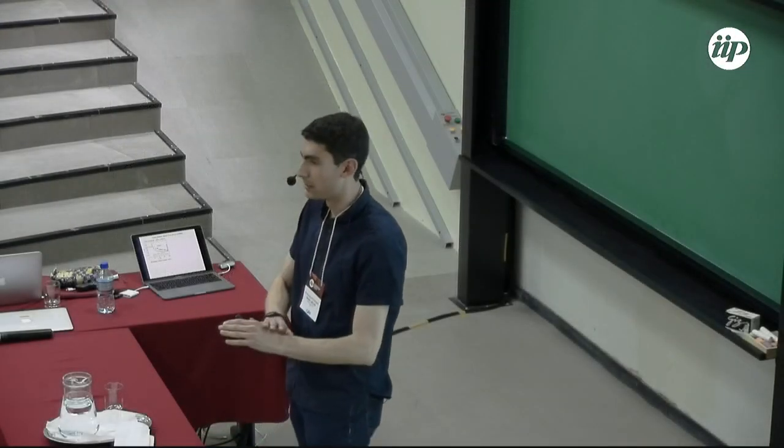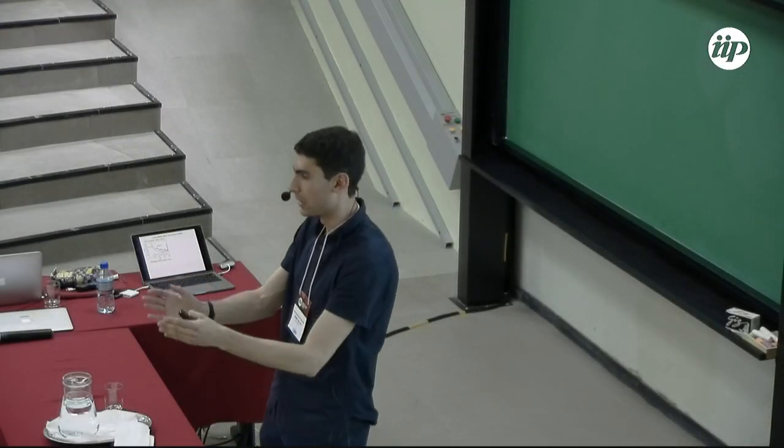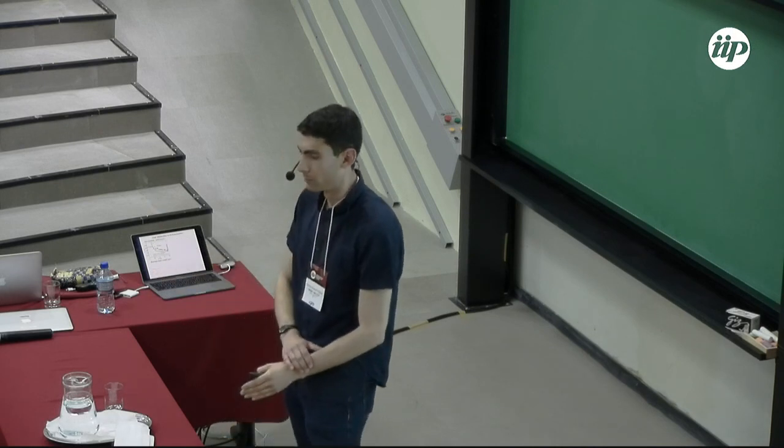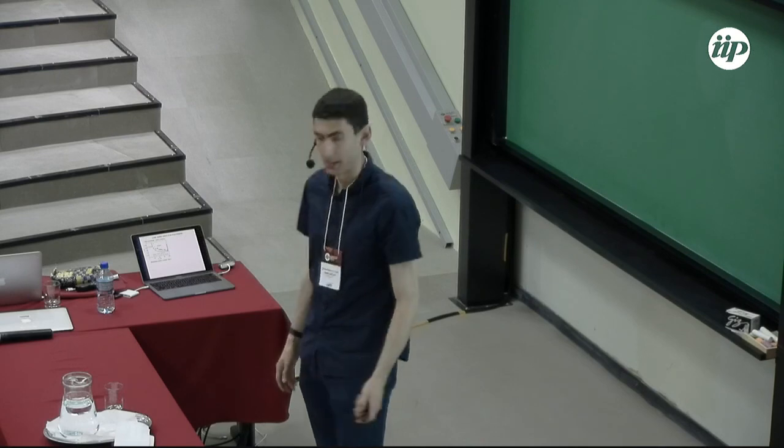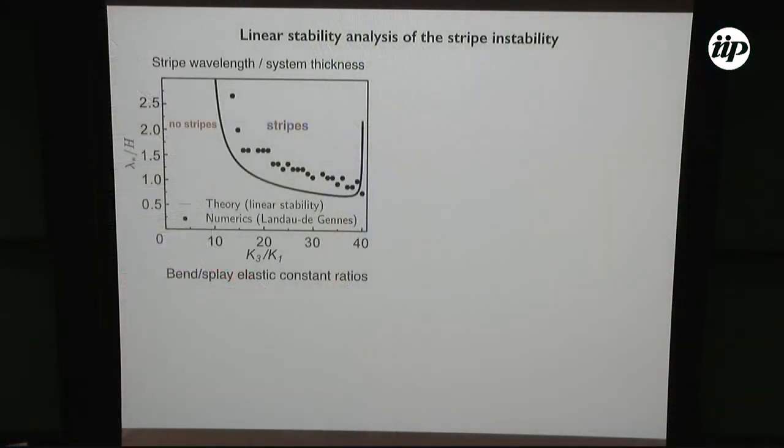Correct, correct. I'm looking locally and asking, right, ignoring the Boojums for now, when would stripes appear in a uniform in X and Y nematic? Yes, thank you. And so for K3 over K1 less than 10 or so, which is for the nematic phase, there are no stripes ever. But as you get to large K3 over K1, as you go toward the smectic, there are stripes which quickly go to wavelengths comparable to the sample thickness, which is what we see.